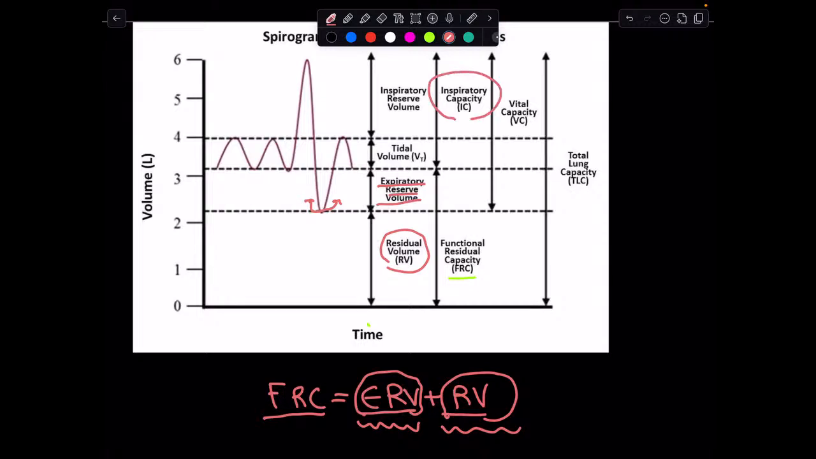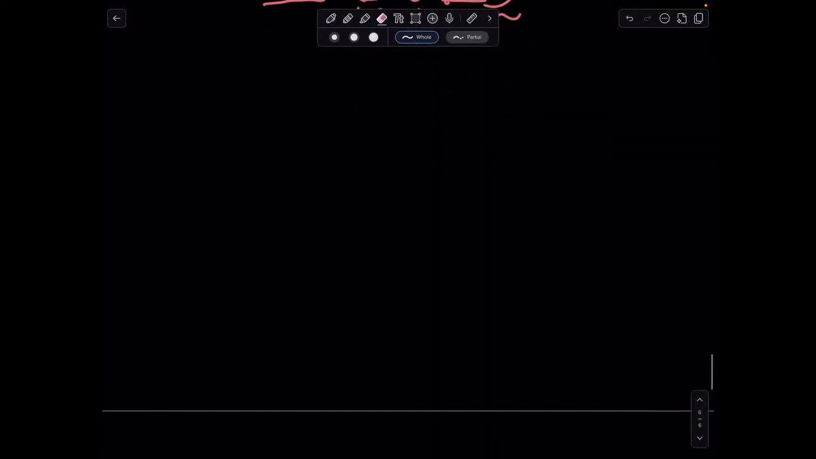All right, now I'm gonna attack IC, inspiratory capacity. I don't understand. Wait a sec. I don't understand why it includes. No, I do understand. And the vital capacity, the total lung. These make sense. The names for those make sense. They're straightforward.